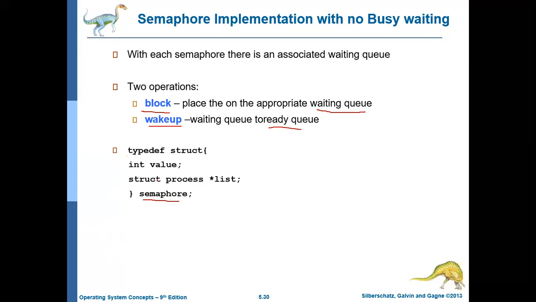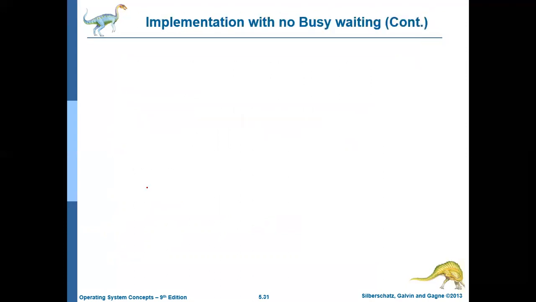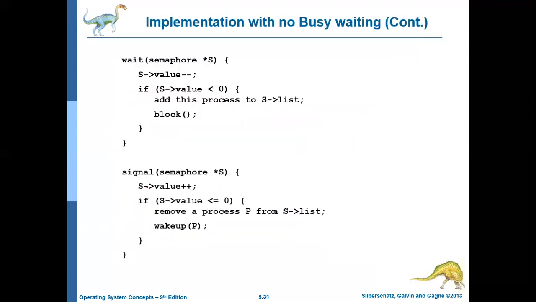The second variable is a pointer to a process, which is a structure. This process is a structure. So let us see how a semaphore can be implemented without busy waiting. So this is the code.